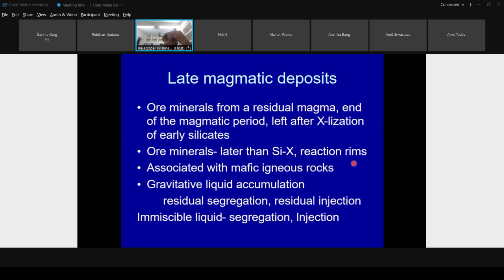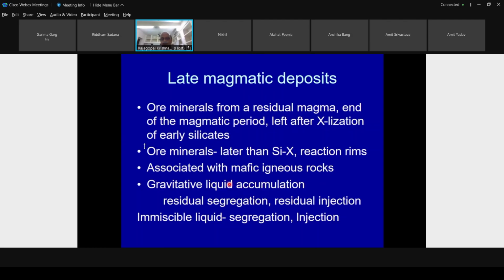Whenever a mineral is forming and the magma is still there, both of them will react and form the rims. This type of process is associated with mafic igneous rocks. In this process, you will have what is called gravitative liquid accumulation.